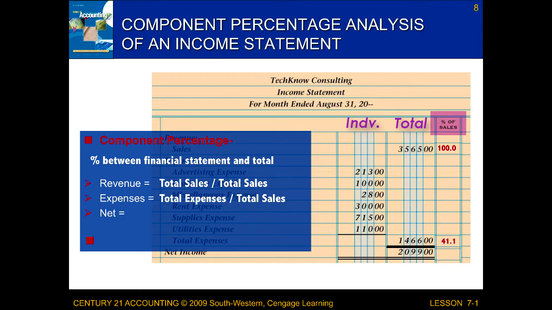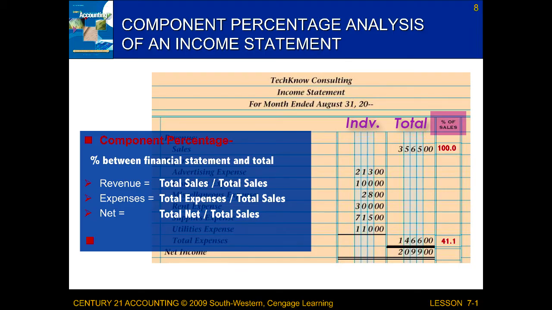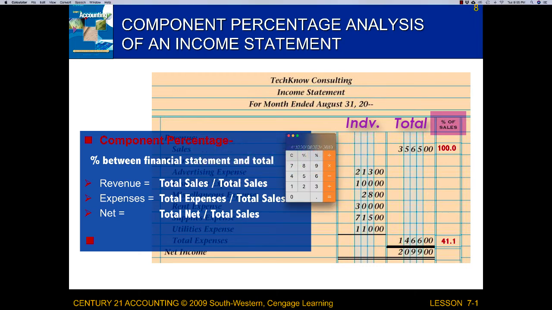When I look at either my net income or my net loss, I would take that total of whatever's in that net column and divide it by the component percentage, so percentage of sales. If I went over to my calculator, I would be taking the total net, which is 2,099, dividing it by the total sales, 3,565. And I have, again, a decimal that I need to convert into a percentage because it's a component percentage, so times 100. And I get 58 point, and now I need to round because I have 87, so I'm going to round this up to 0.9.